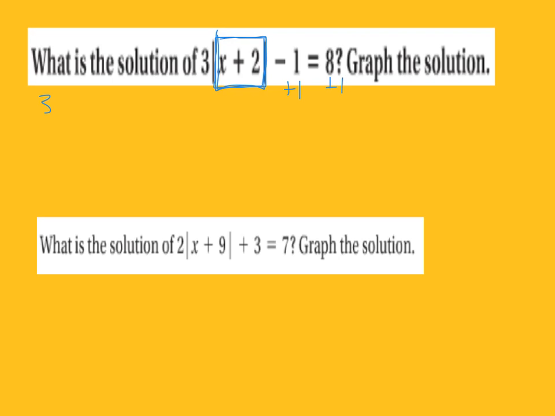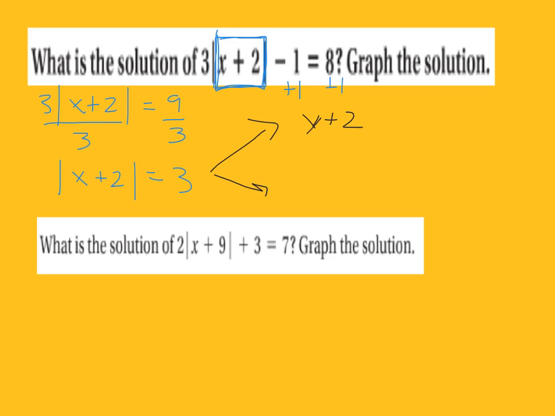So I'd have 3 times the box, which is the absolute value of x plus 2, is going to be equal to 9. Again, I need to get the box by itself, so I'm going to divide by 3 on both sides. And I get the box, which is the absolute value of x plus 2, is equal to 3. Now that I have my box by itself, this is where I want to set up my two separate equations. I'd have x plus 2 is going to be equal to 3. And remember, you still have to set up your negative answer and solve for both of those. So x is going to be equal to, still subtracting 2 in both problems, 1 or -5.